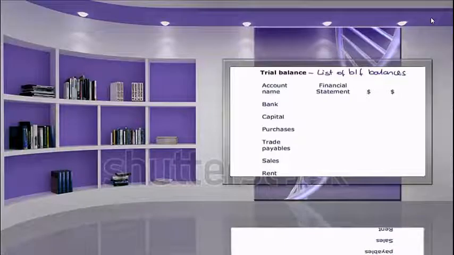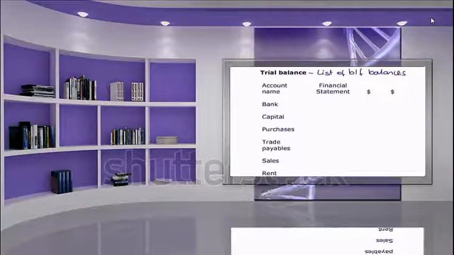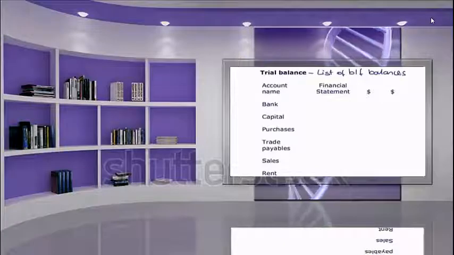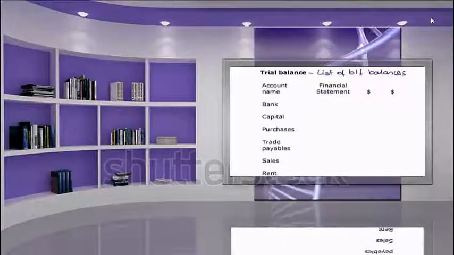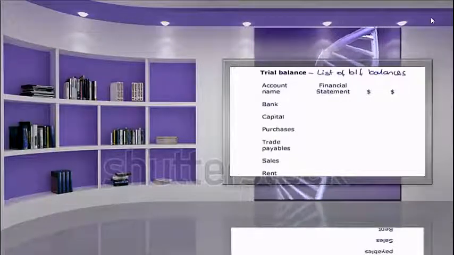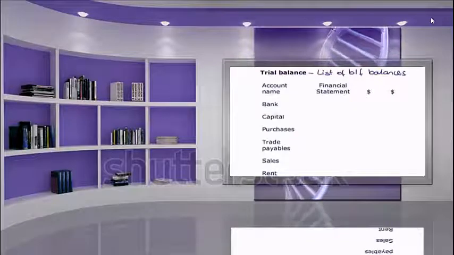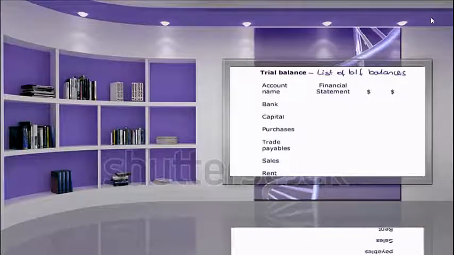The main reason why we do this trial balance is to really look and detect errors and spot those errors if we can see any in our ledger accounts. So really, this is the final check before we then post to our financial statements. This is really very straightforward.